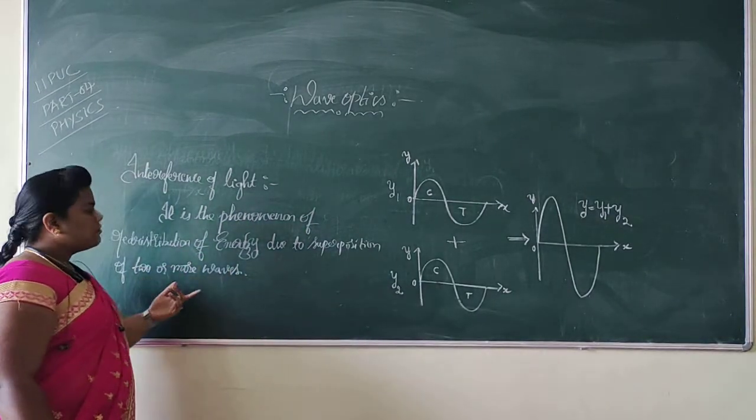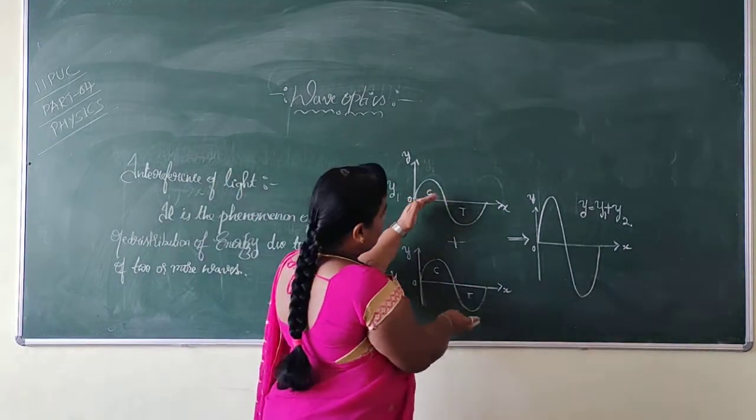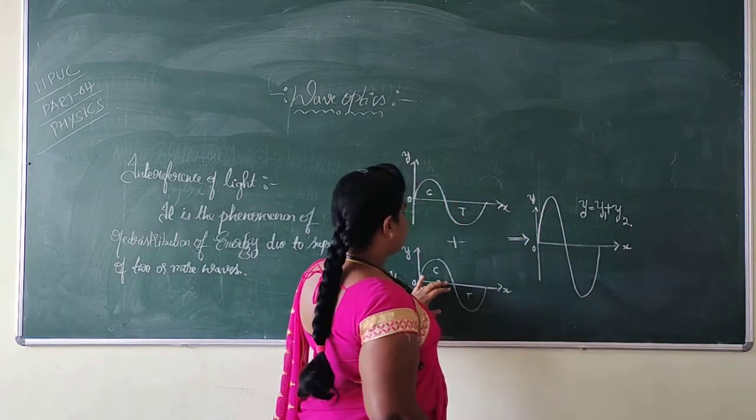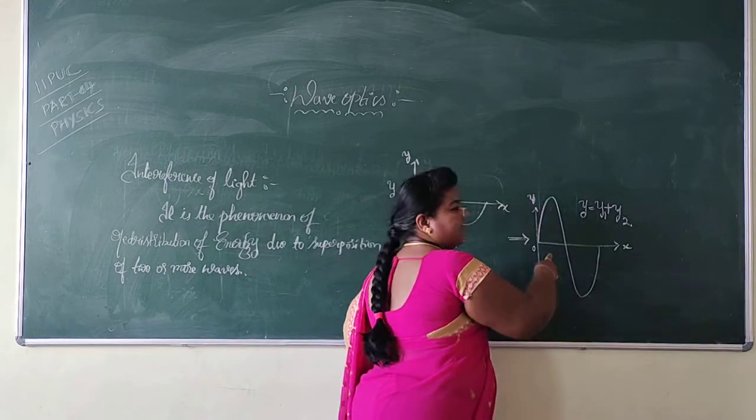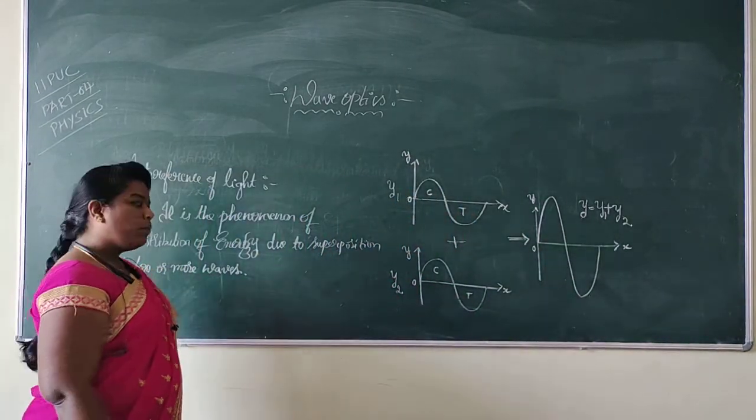Why? Because of the superposition. In other words, energy is redistributed. The energy of this wave moves to this, the energy of this wave moves to this. Finally we get the resultant wave, which is y = y1 + y2.